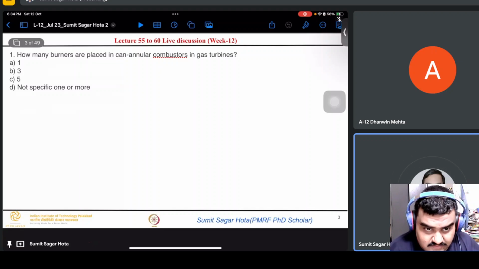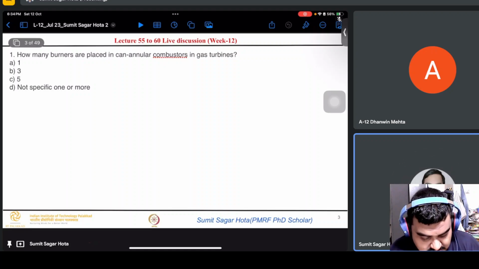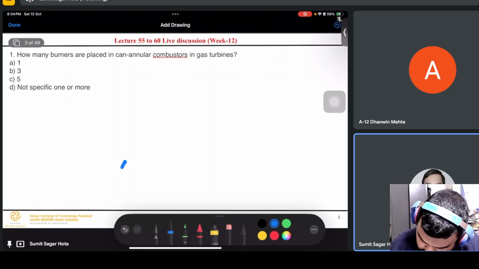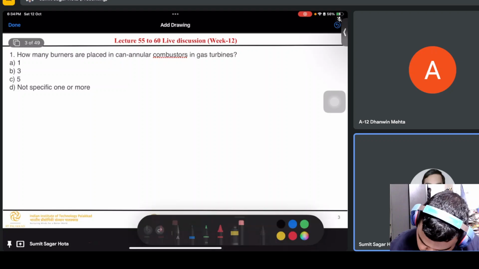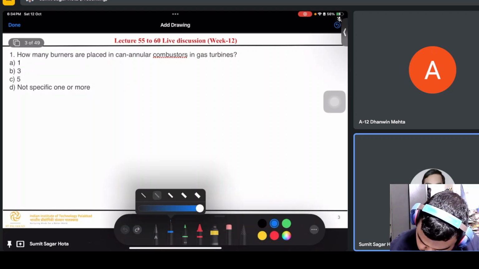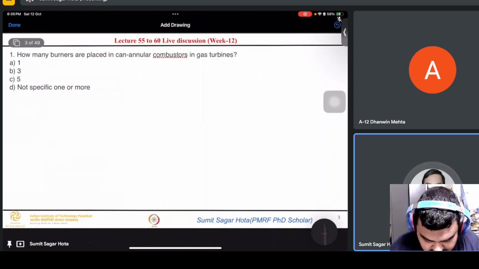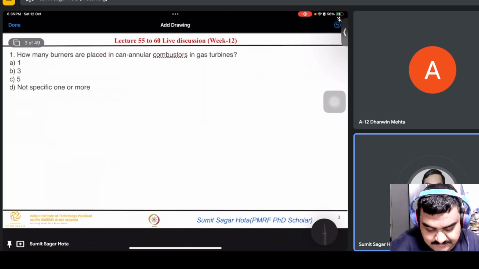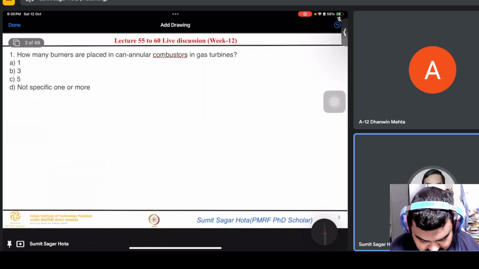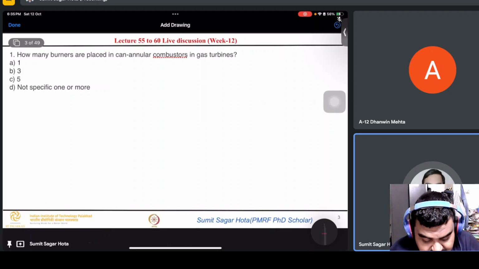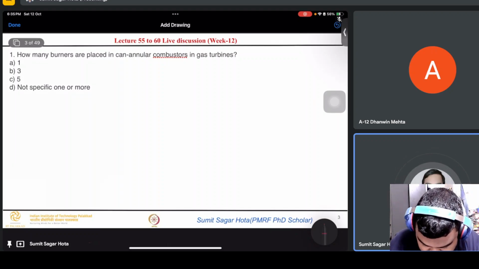Okay, so the first question is, how many burners are placed in a can annular combustor in a gas turbine? The answer is actually not that specific. Anything, 1, 3 or 5, can be an option. So the answer is D.